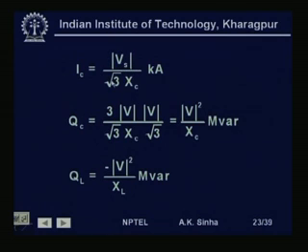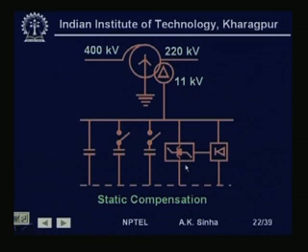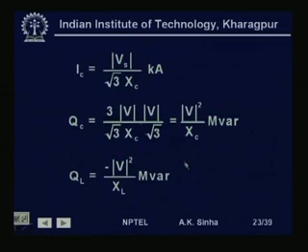Now, for a 3-phase system, if we assume these capacitors to be connected in star, then the total 3-phase reactive power supplied by these capacitors will be equal to 3 times V by root 3 Xc, this is Ic, into V by root 3, the phase to neutral voltage. This comes out to be equal to V square by Xc. Similarly, the reactor will be absorbing the reactive power, and that will be given by QL equal to minus V square by XL. If we are writing these voltages in kilovolts, then these values will be in terms of megavars.